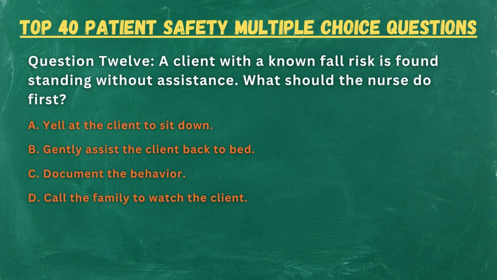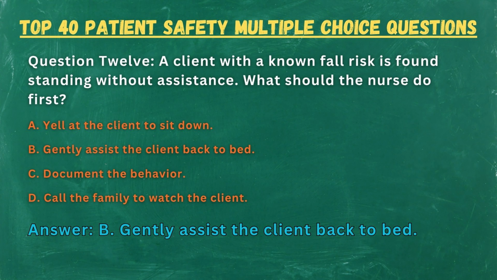Question 12. A client with a known fall risk is found standing without assistance. What should the nurse do first? A. Yell at the client to sit down. B. Gently assist the client back to bed. C. Document the behavior. D. Call the family to watch the client. Answer: B. Gently assist the client back to bed.